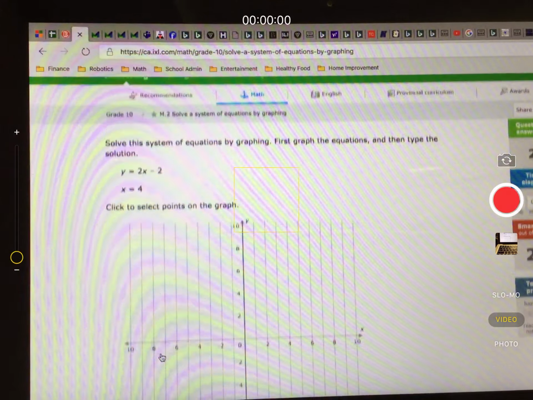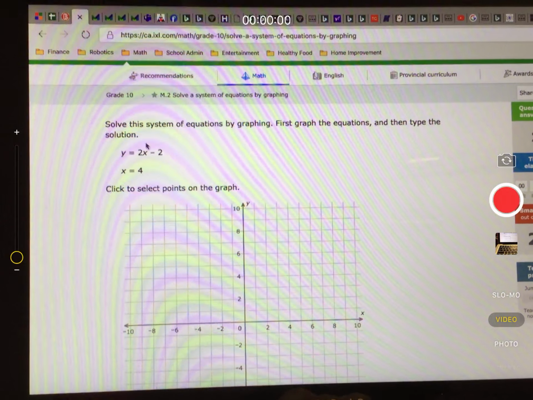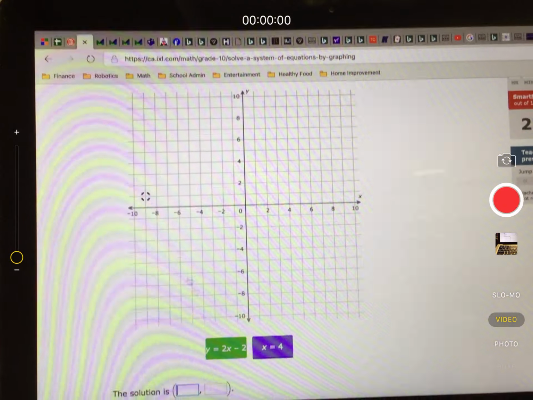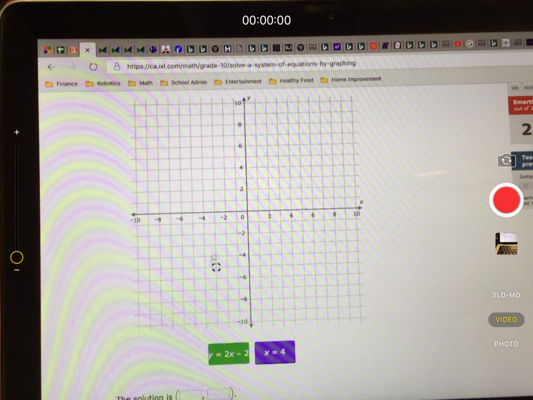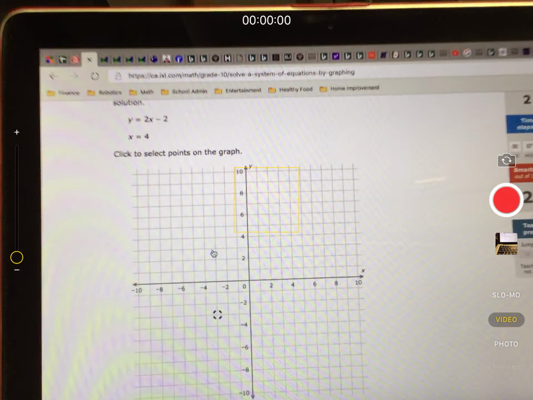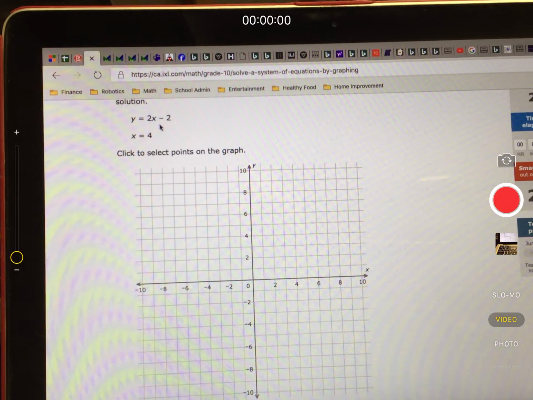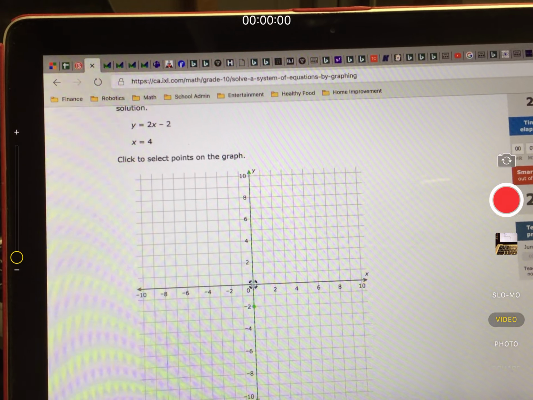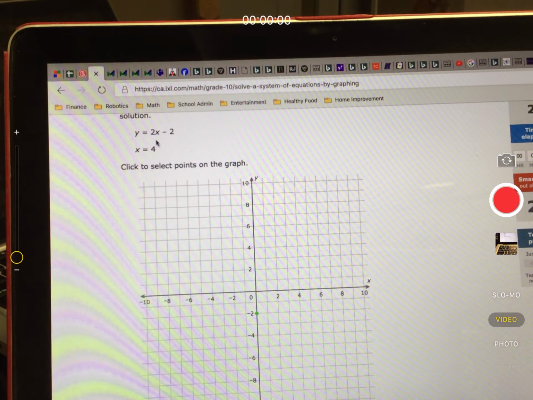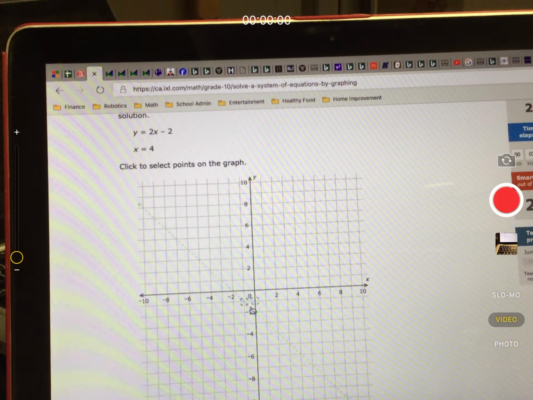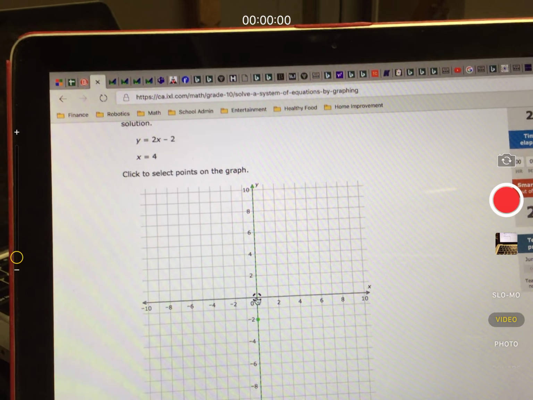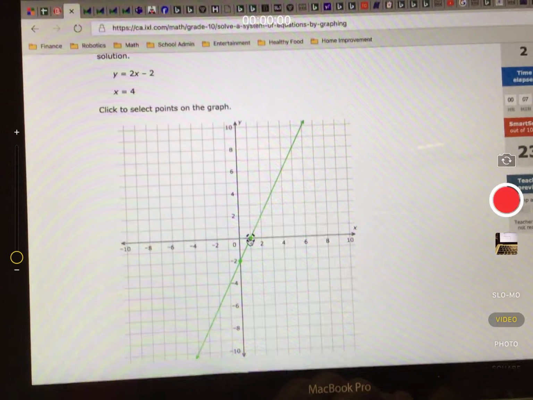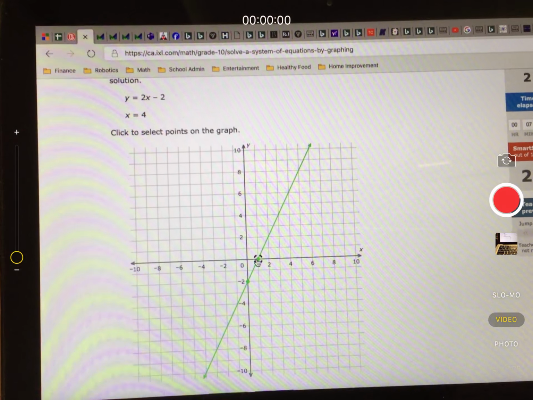Okay, we'll take a look at another one. So for the y equals 2x minus 2, we can click on that. So the computer knows we're graphing y equals 2x minus 2. The first step is to put a dot at negative 2. And then it tells us that it has a slope. If we look up here, it has a slope of 2. So we go up 2 and over 1. So now that shows that the green line has a slope of 2.